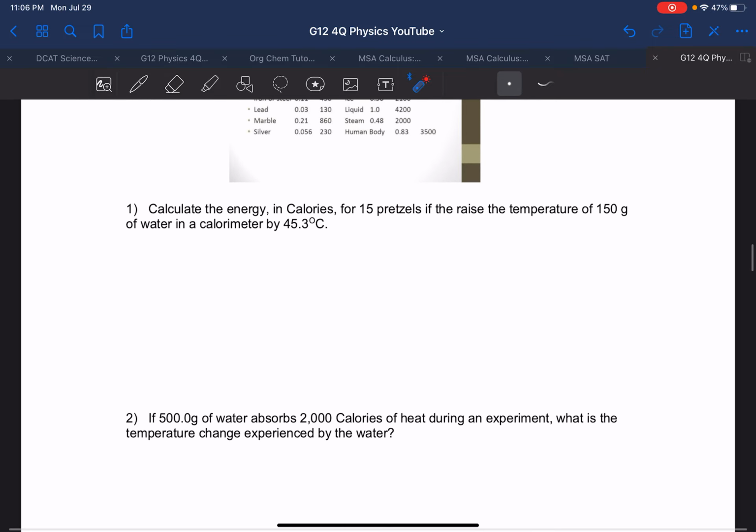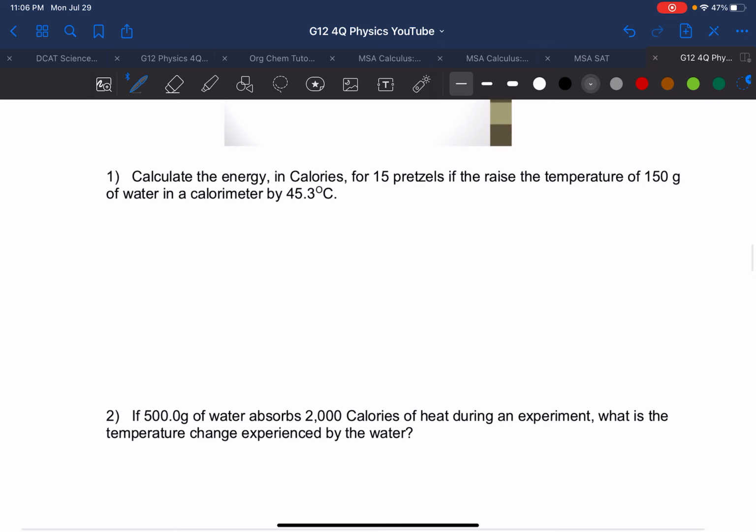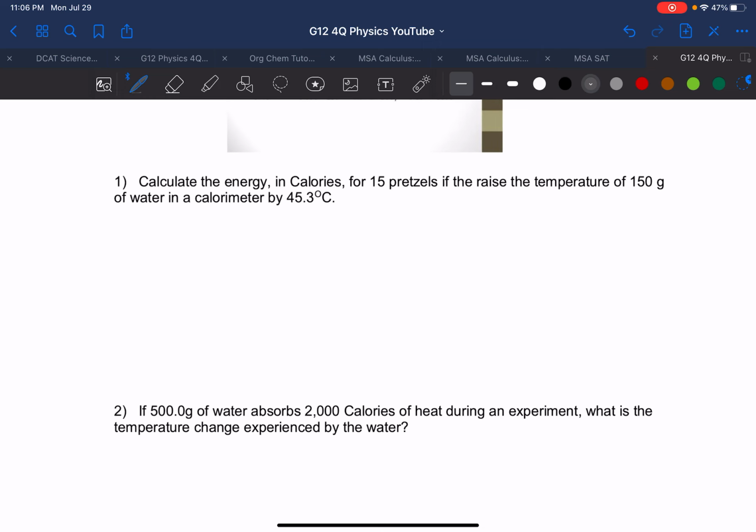And yeah, let's try solving number 1. I already answered it. The answer is already in the page above before this, but let's try answering it again. So calculate the energy. Energy is missing. In calories for 15 pretzels if they raise the temperature of 150 grams of water in a calorimeter by 45 degrees Celsius.